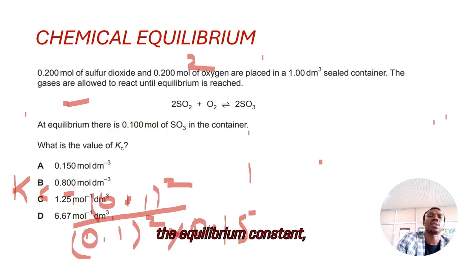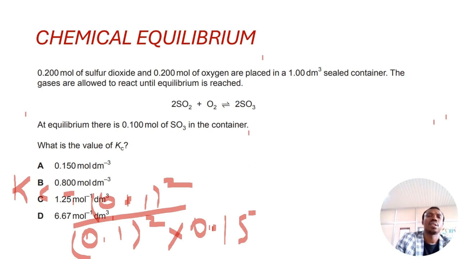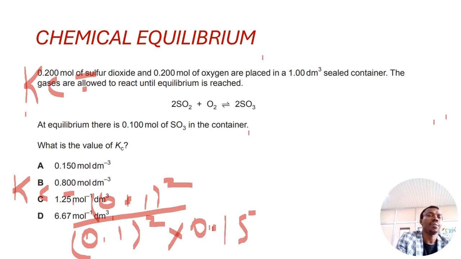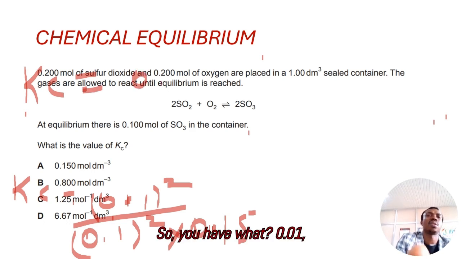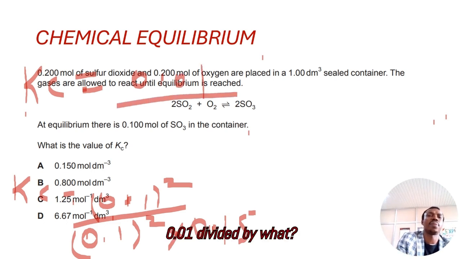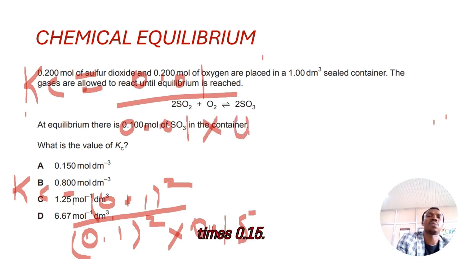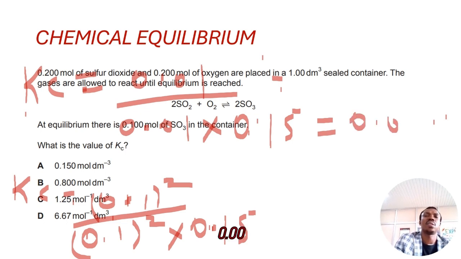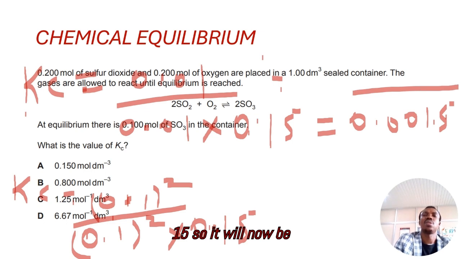So to calculate the equilibrium constant, Kc will now be equal to, so I have to use my calculator, 0.1 squared, so you have 0.01. 0.01 divided by 0.01 times 0.15. 0.01 times 0.15 gives you 0.0015. So it will now be 0.01 divided by 0.0015.